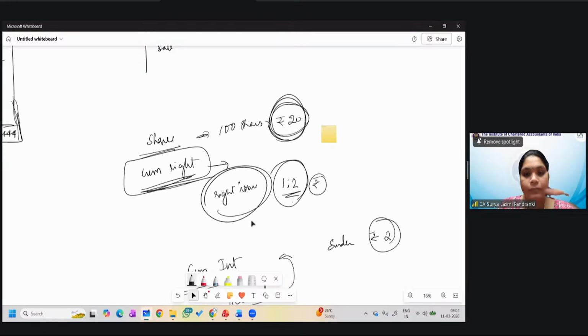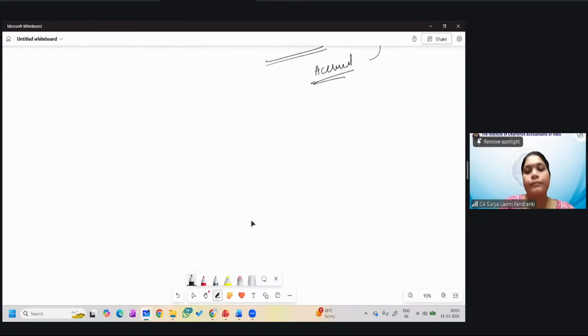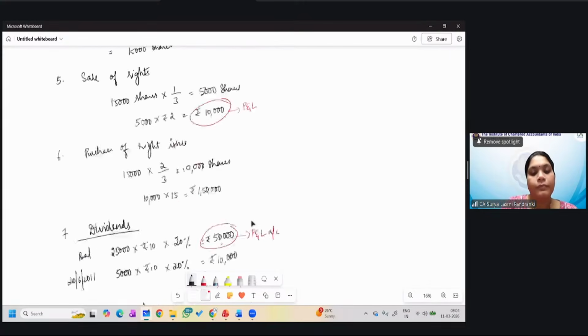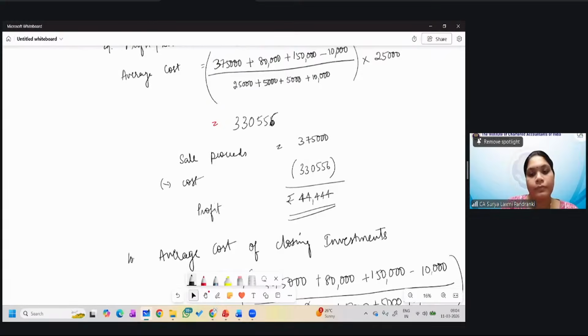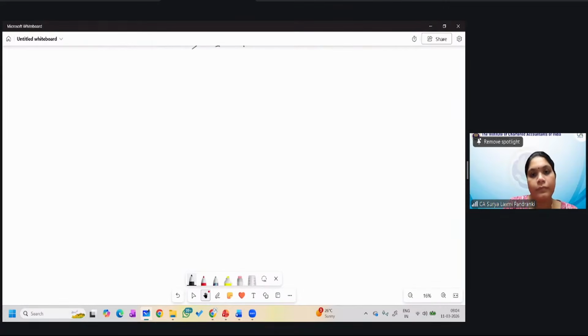Ma'am, while dealing with cum-right shares, suppose we are buying shares in a specific company and we got cum-right shares, it simply means that in future we are going to get right shares we can purchase in that company, right? Yes. Because there will be a record date later.